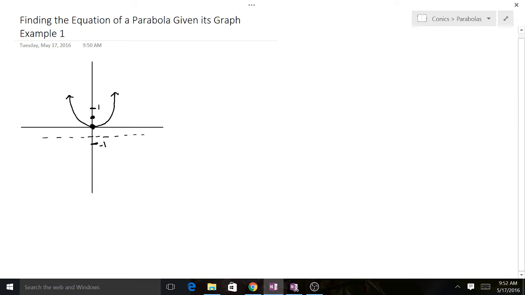Alright, so we've got a vertex at the origin. So h, k is 0, 0. We could start with that because we know that's going to have something to do with our equation.